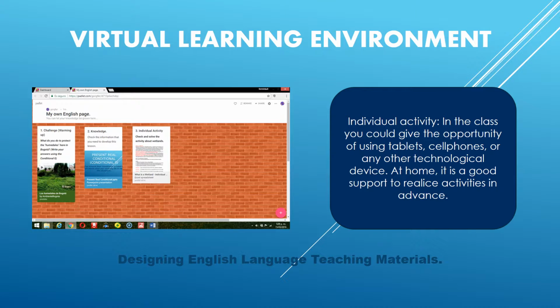Individual activity. In the class, you could give the opportunity of using tablets, cell phones, or any other technological device. At home, it is a good support to realize activities in advance. You can take into account flexibility and constraint of time and resources, having in mind the different student skills. Taylor in 1994 talked about levels of expertise that can be learned and the sequence to get it.